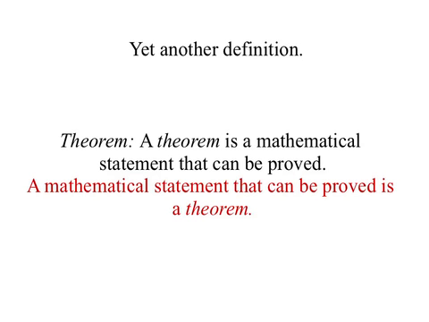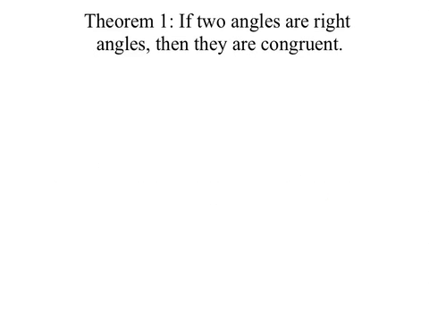And here's yet another definition. Theorem. A theorem is a mathematical statement that can be proved. And when that definition is reversed, we get a mathematical statement that can be proved is a theorem. And here's our first two theorems for this series of lessons. Just about every geometry textbook numbers their theorems, but I've never seen two textbooks number their theorems in the same way. So these numbers are mostly arbitrary, just to help us have a list for this series of lessons. But if you have your own geometry textbook, your list of theorems will probably have a different set of numbers.